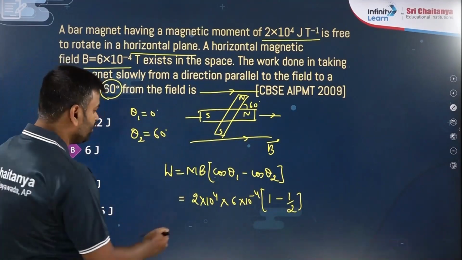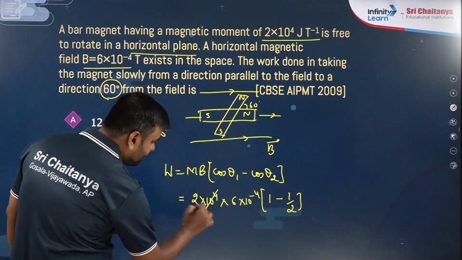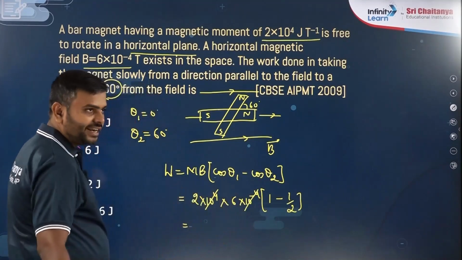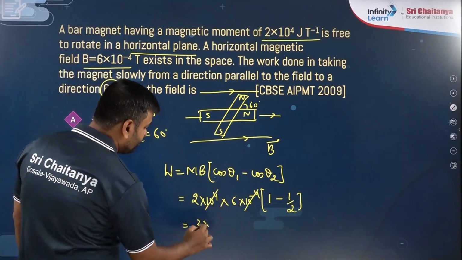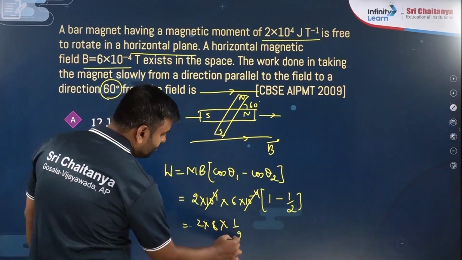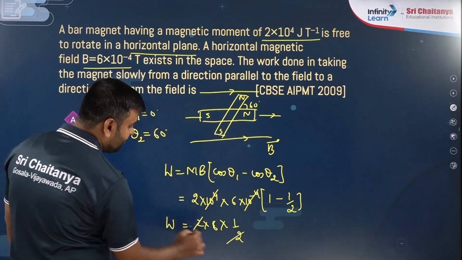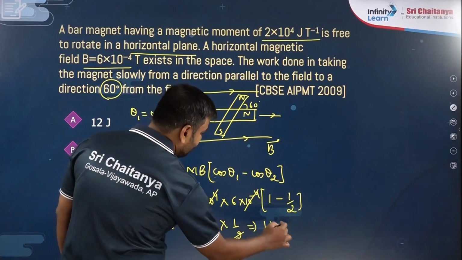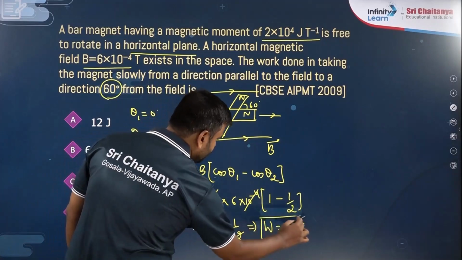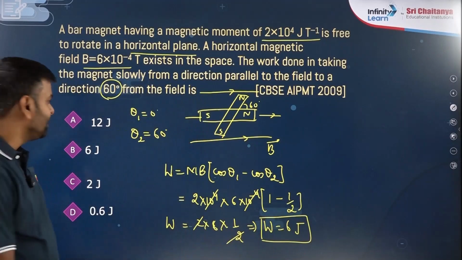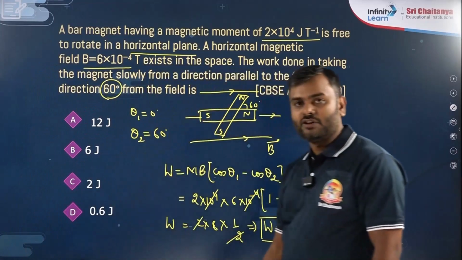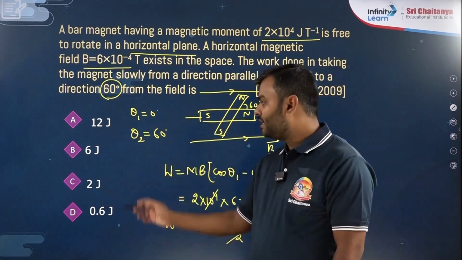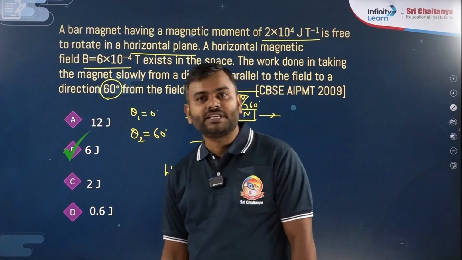If we cancel, 10 to the power minus 4 and 4 get cancelled directly. So we get 2 into 6 into 1 by 2, and 2 and 2 cancel. What is the final value of work done? It comes out to be 6 joules. That is the answer. Looking at the options, where do we have 6 joule? That is B option. So B option is the correct option.